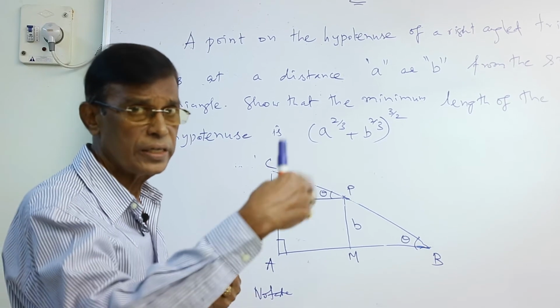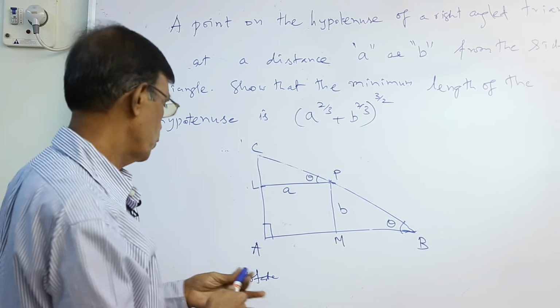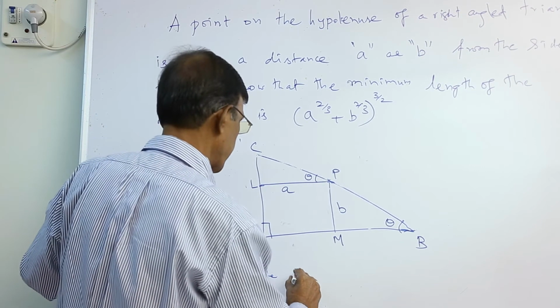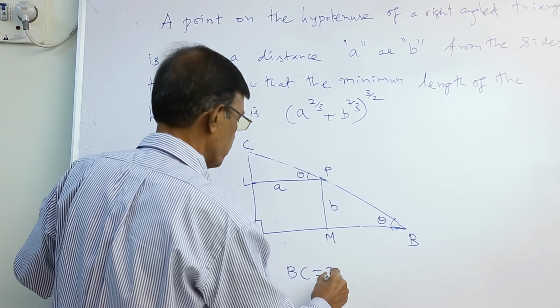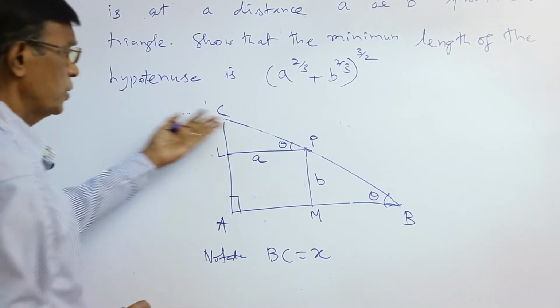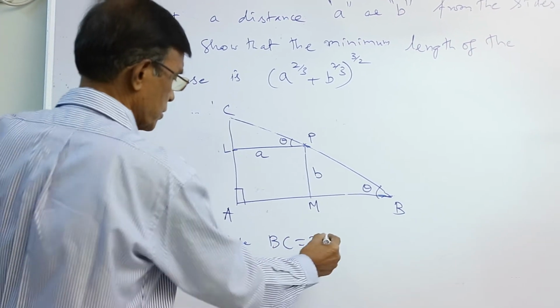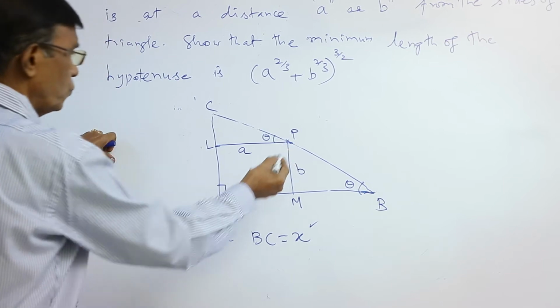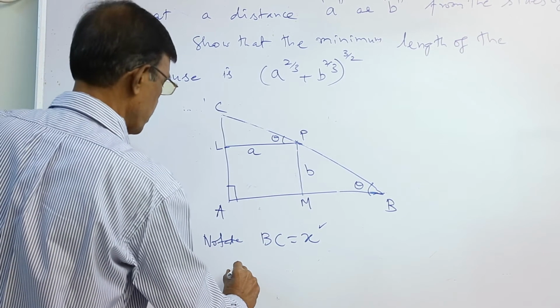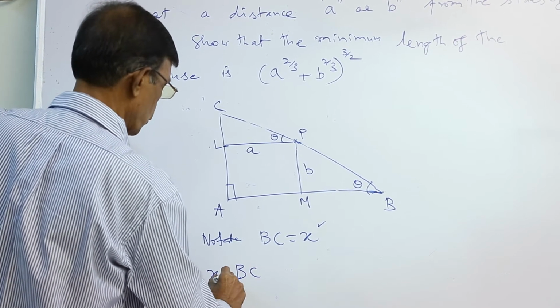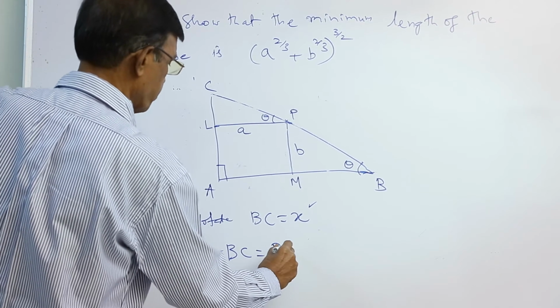But we want the minimum length of the hypotenuse in such a way that theta is related to that. Now let me introduce the notation. Let me take BC equal to some x. Say the hypotenuse equal to x, this is the variable. Now what is your BC? x equal to BC, and this is equal to PC plus PB.